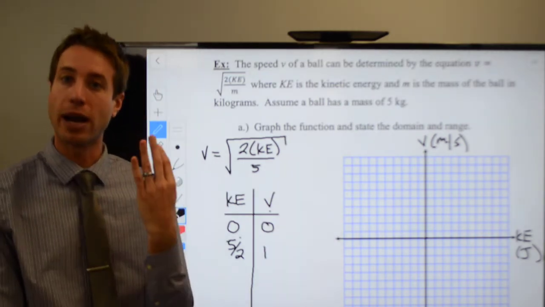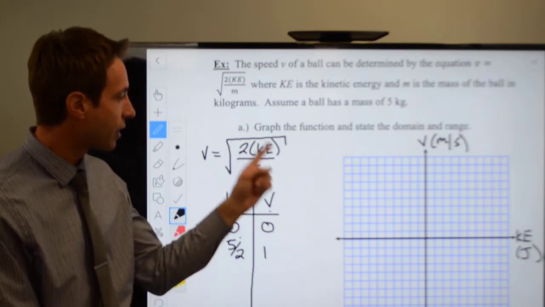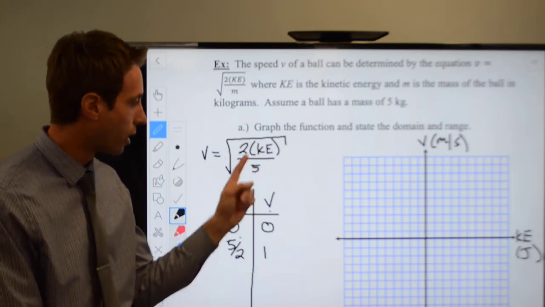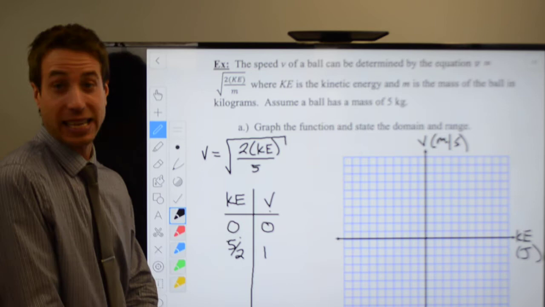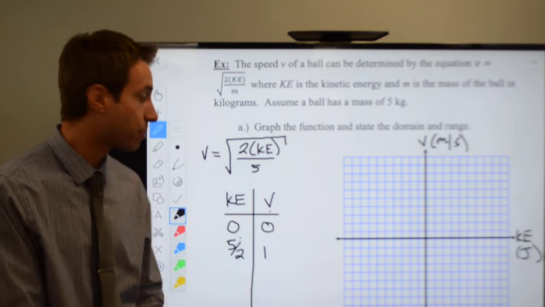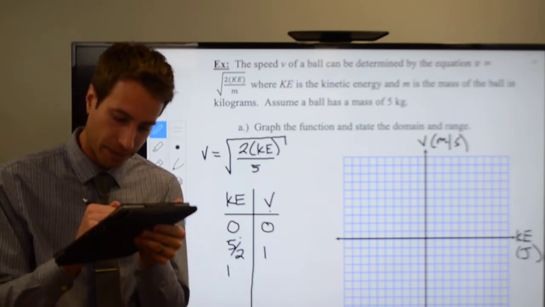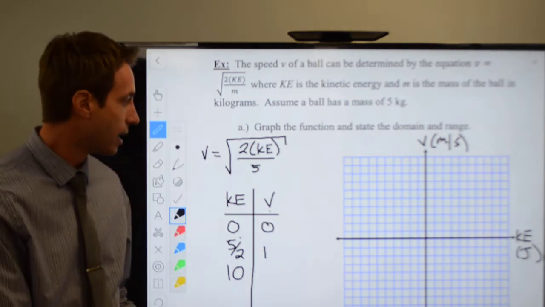My next perfect square is a 4. So I need to figure out how to get a 4 in here. And I guess the way it's going to work is probably if I plug in a 10. Here's why.